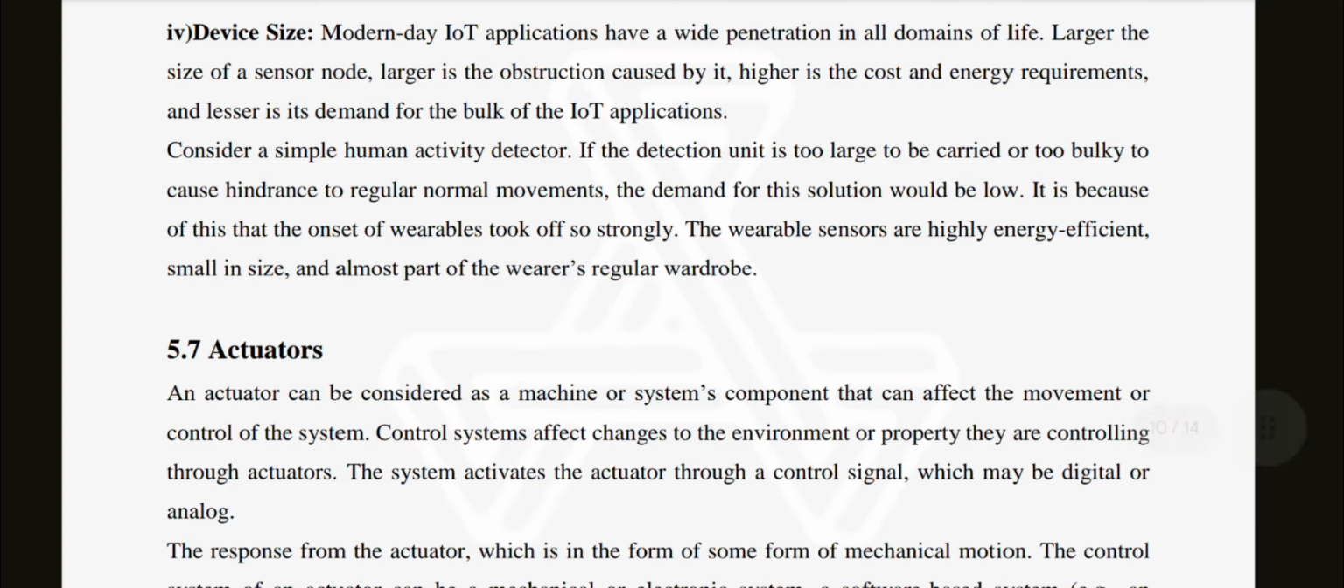Consider a simple human activity detector. If the detection unit is too large to be carried or too bulky, causing hindrance to regular normal movements, the demand for the solution would be low. It is because of this that the onset of wearables took off so strongly. The wearable sensors are highly energy efficient, small in size, and almost part of wearers' regular wardrobe.